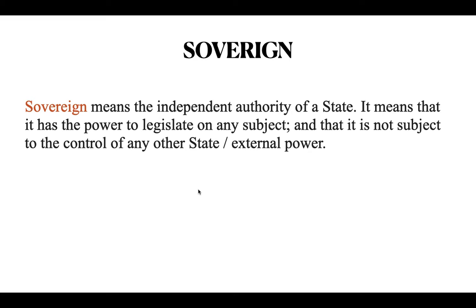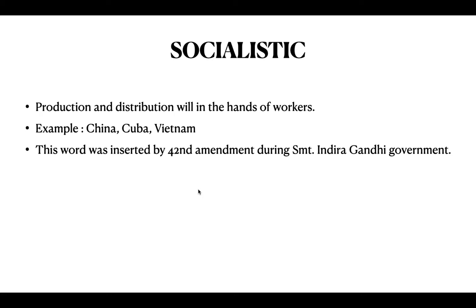India has the power to make or enact any law of its own on any subject. It is not controlled by any other state or any other power internally or externally. Hence, India is a sovereign state. Next, second one. Socialist. What does socialist exactly mean?